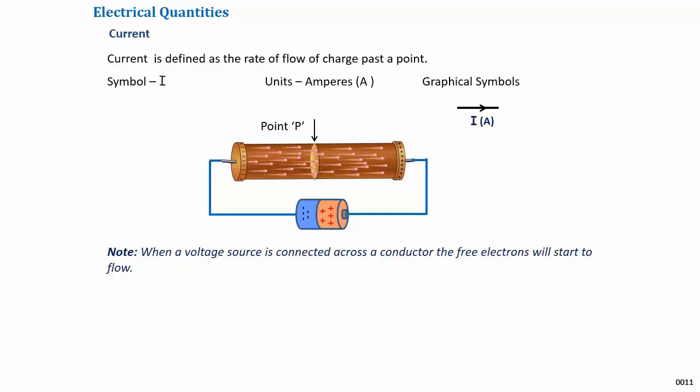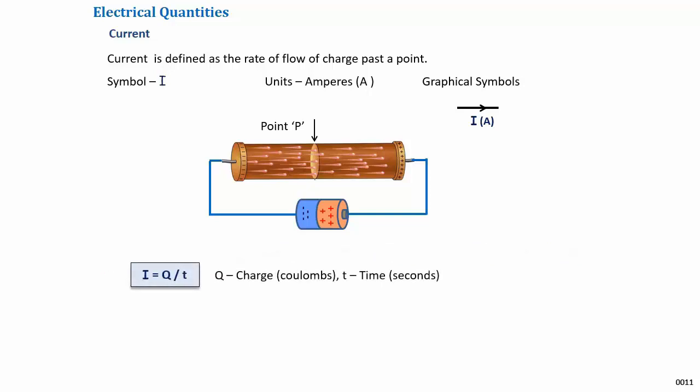The symbol associated with current is the letter uppercase I, and its unit is the ampere, abbreviated to the letter uppercase A. Current is represented on a circuit diagram by an arrow on a conductor indicating the direction of current flow.